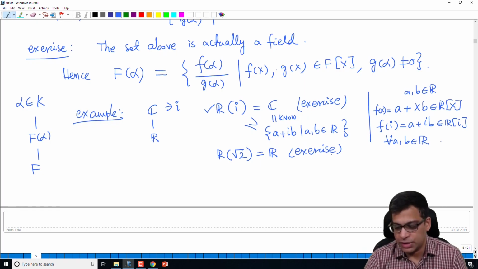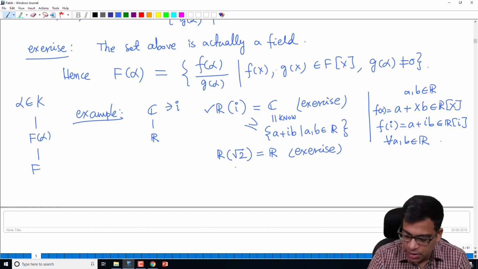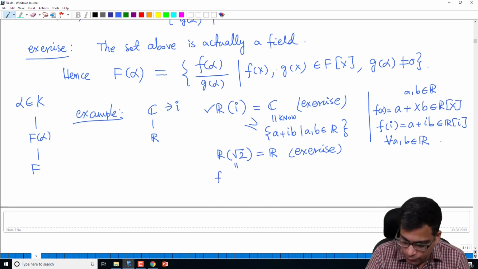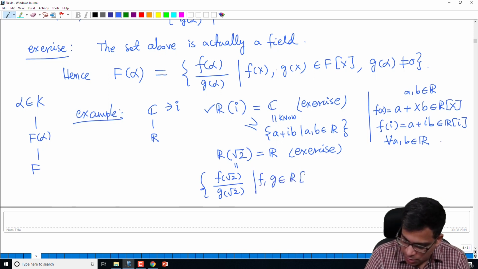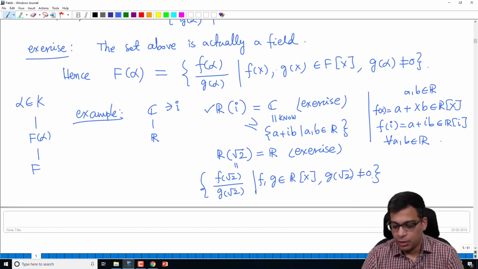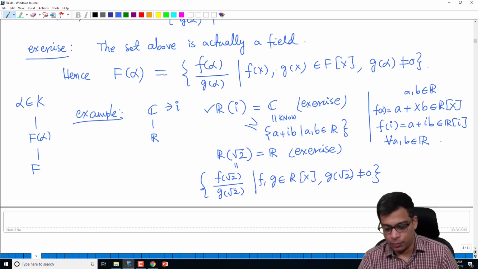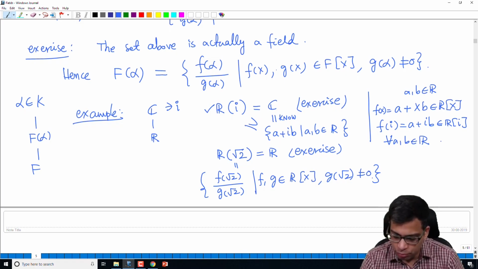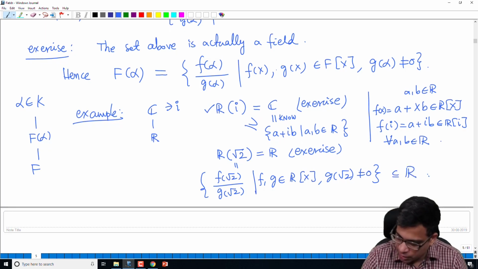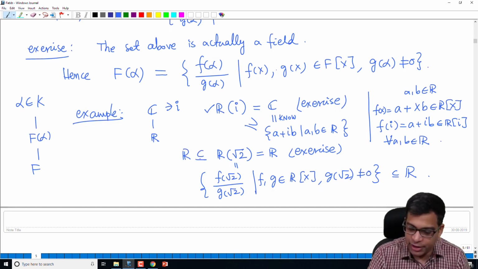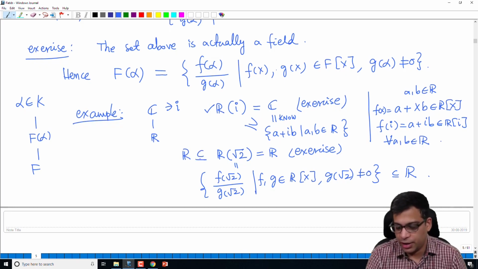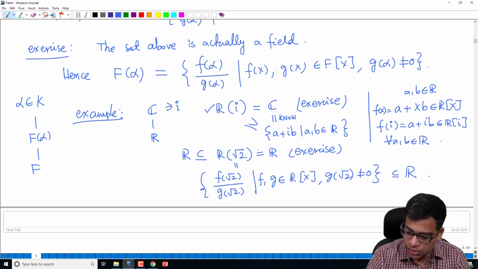R bracket square root 2 is R, because what is this? These are ratios of polynomials, by the description I gave there. These are ratios of polynomials in one variable such that g(root 2) is non-zero, right? But remember, if f is a real polynomial and you plug in root 2, you actually get real numbers only. So this set is in R, but R is obviously contained in R(root 2) by definition. So R is contained in R(root 2), R(root 2) is contained in R, so this is the equality.